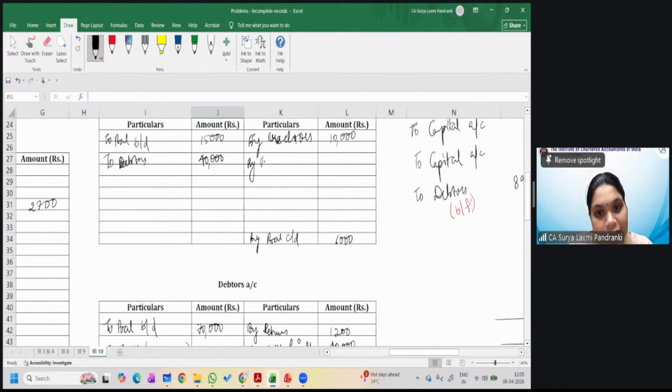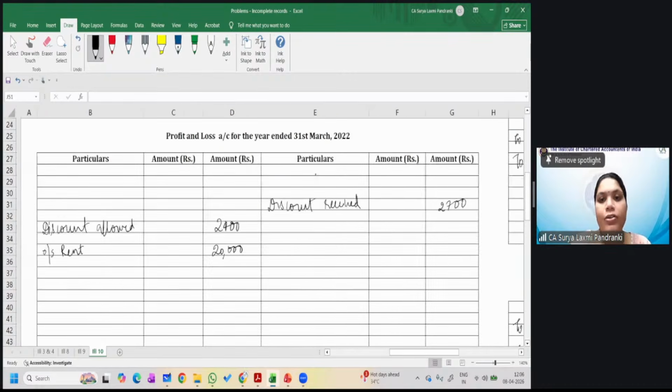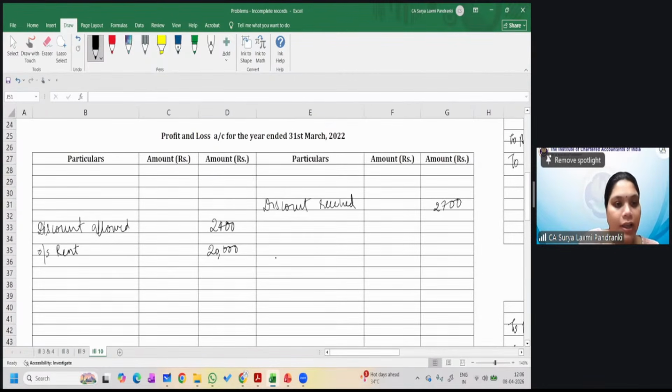Firstly, you have received an amount in the bank. How much did you receive? I think 19,250. Then 750. Now you are saying no discount. It should come. That discount I will write here.